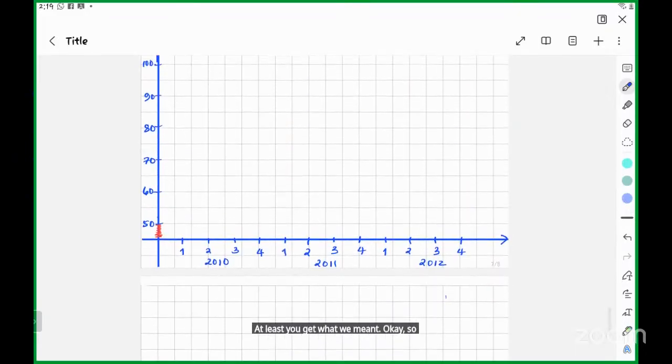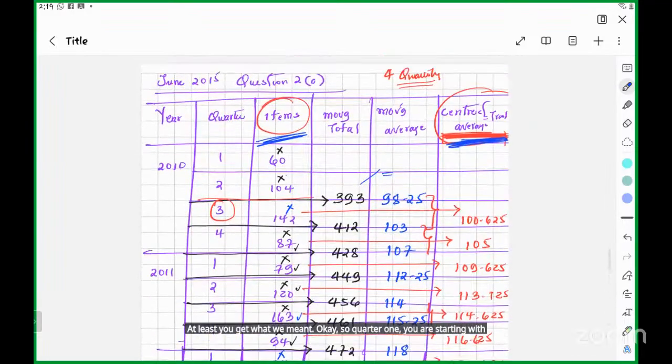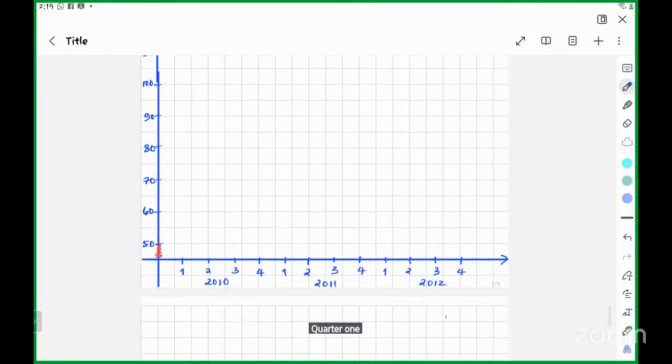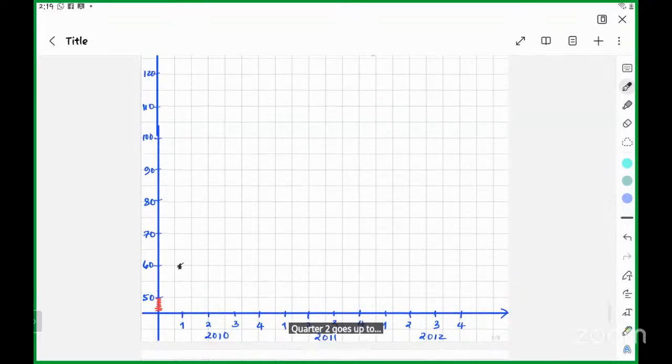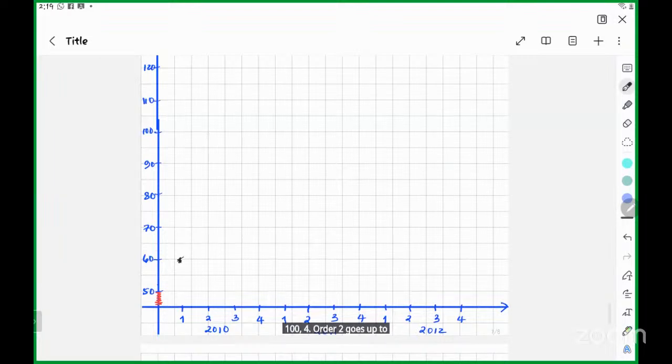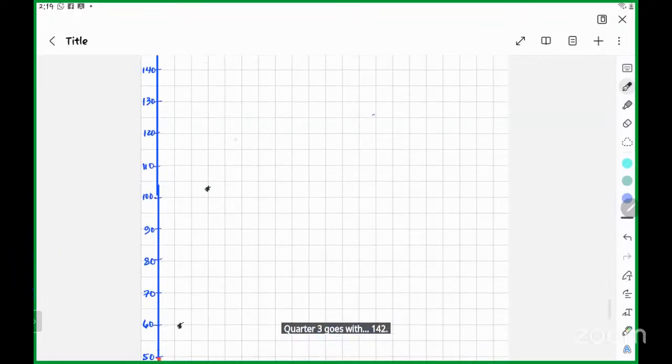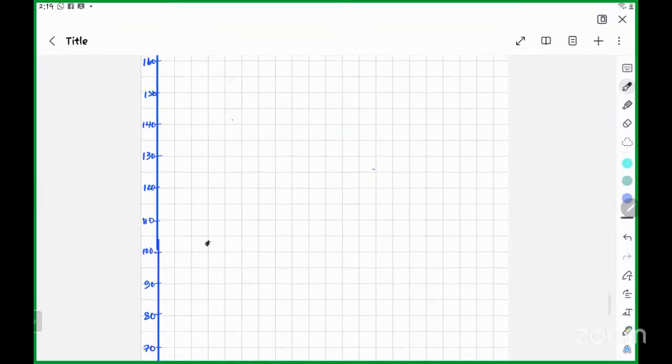Okay, so quarter one, you are starting with the original data. Quarter one goes with 60. It will be here. Quarter two goes up to 104. This is 105, so 104 would be there. Quarter three goes with 142. 142 is here.